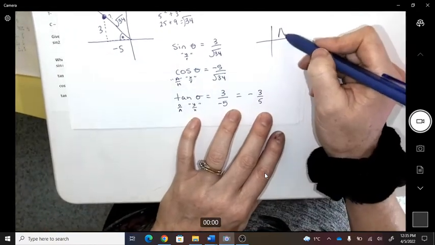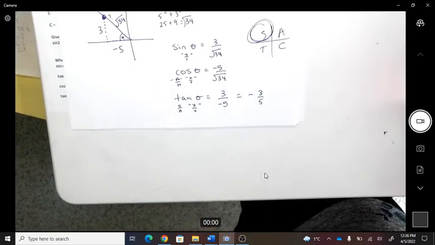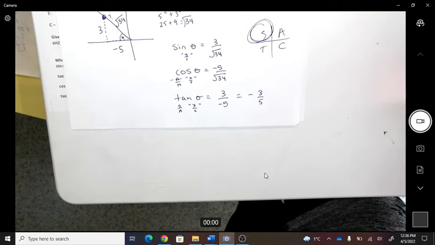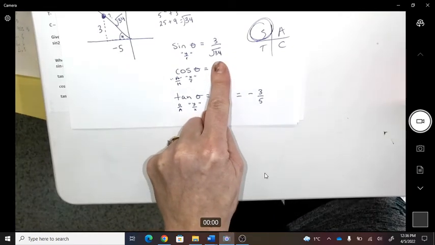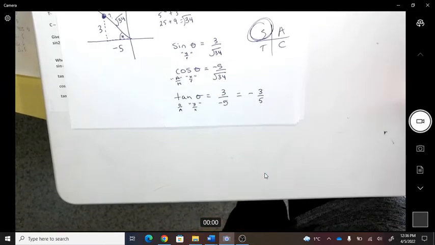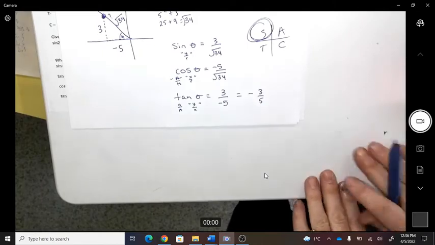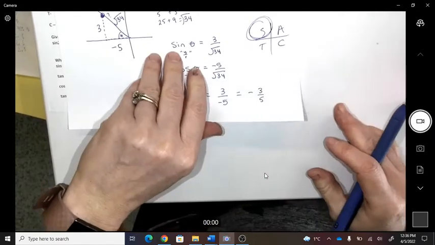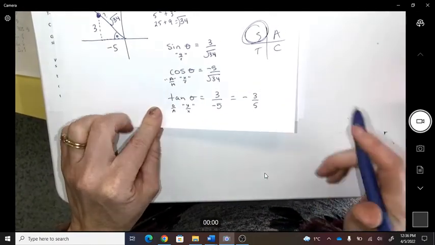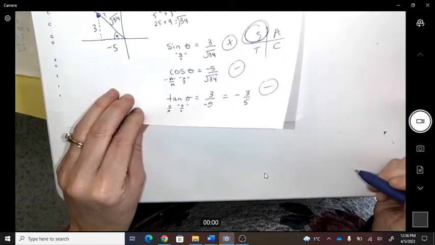Okay, what do you know about where we are? What should happen? This should be positive. Is this number negative? Is this number negative? So that was good, right? It came out to match. All right? Positive, negative, negative. That's what should be happening.